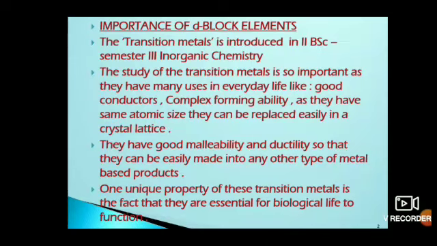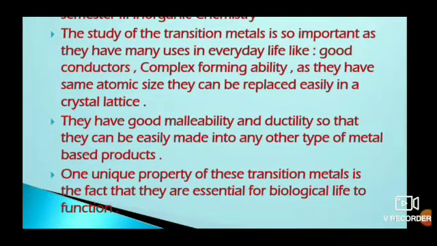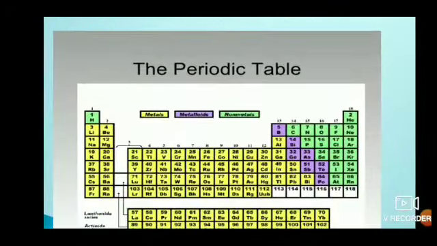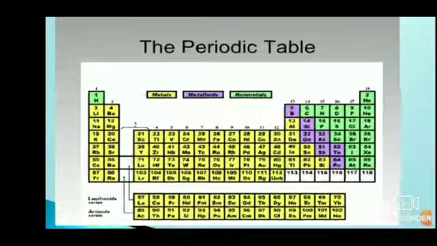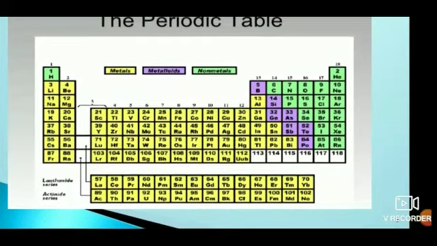One unique property of these transition metals is that they are essential for biological life to function. So where can we see the D block elements? These are placed in between S and P block elements in the long form of the periodic table. Here we can see from 21 to 30, that is scandium to zinc, and the next series yttrium 39 to 48 cadmium, and from lutetium 71 to mercury. So these are the elements in the series that cover the D block elements or the transition elements.